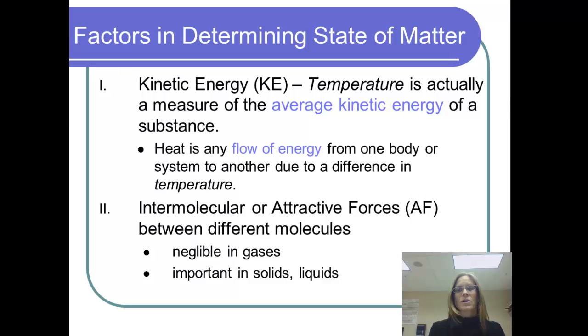So there's two factors that really determine the state of matter. We're going to look at kinetic energy, which is really temperature. Temperature is a measure of the average kinetic energy within a substance. So remember, kinetic energy has to do with motion or movement, and heat itself is the flow of energy from one body or system to another due to a difference in that temperature. And heat always flows from warmer objects to cooler objects.